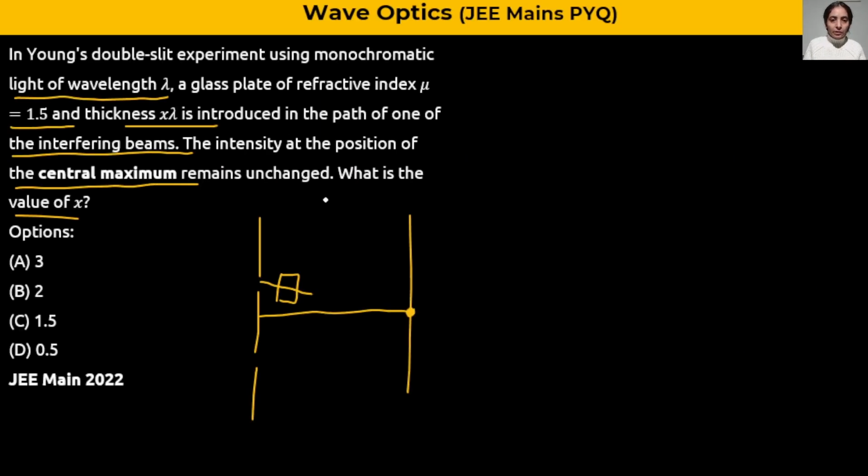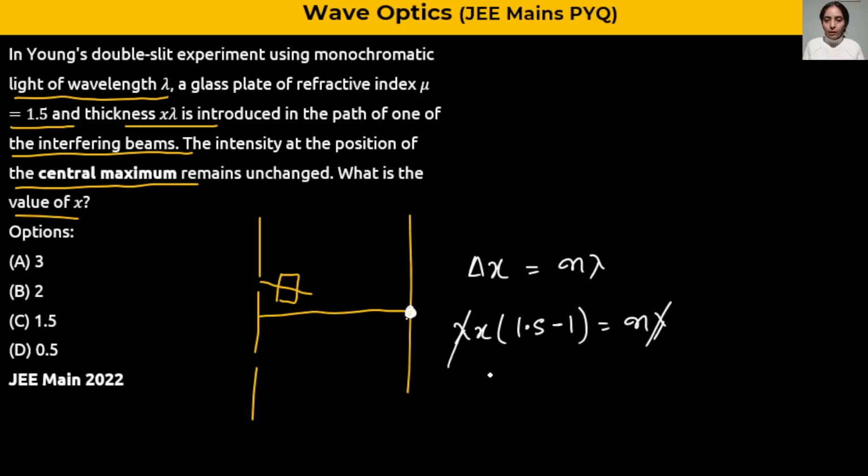Let us now move to our question. The intensity at the position of central maximum remains unchanged. What is the value of x? So definitely this delta x is equal to n lambda, and this point is still maxima. So this is point of central maxima. Let's say nth maxima. Delta x you will write as x into (mu minus 1), that is 1.5 minus 1, and this is n lambda. Lambda will cancel, x into half is equal to n, so x is equal to 2n.